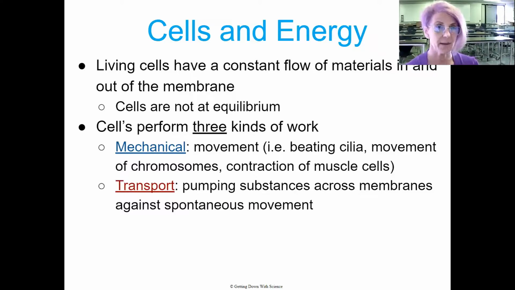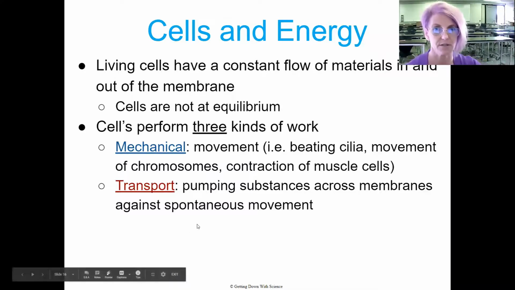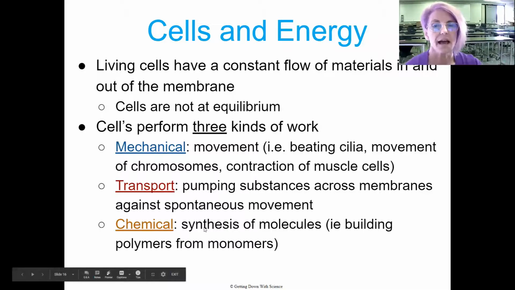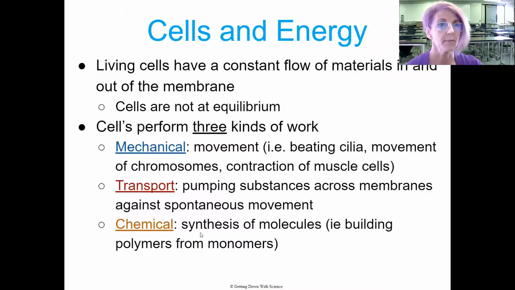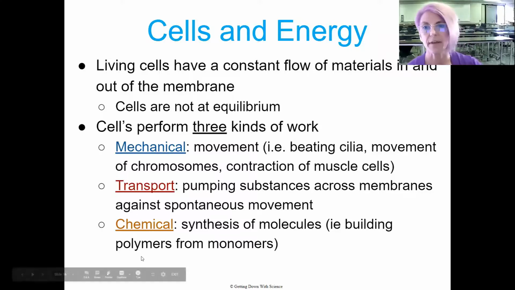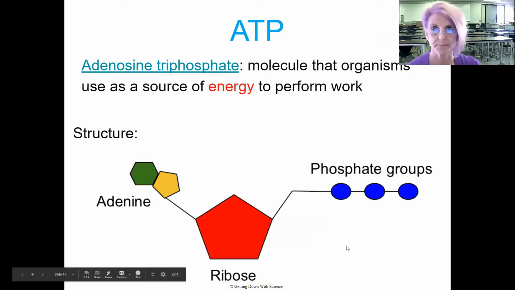Transporting things across the membrane, so especially active transport. We talked about needing energy to push things into a crowded area, to move things from a low concentration to a high concentration. And chemical, we need energy for building molecules, hormones, polymers, monomers. We need to build glycogen to store energy. A plant needs to build cellulose for its cell walls, things like that.